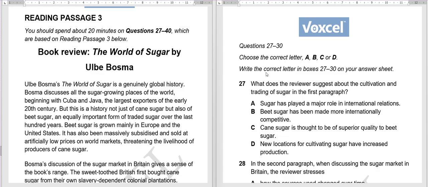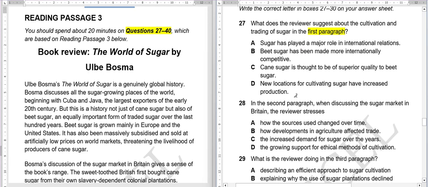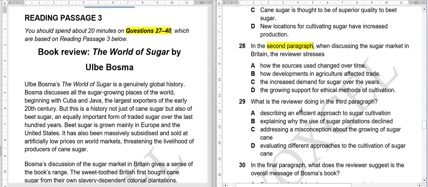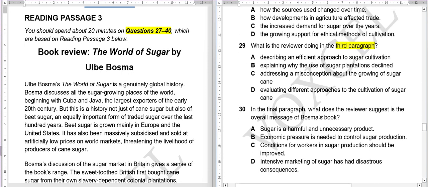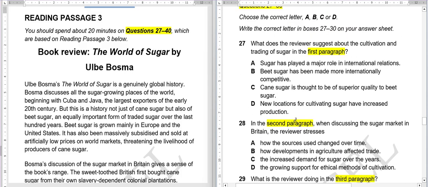Now what we're going to do is go to the questions, see what kind of questions we are dealing with, make some strategy, and then start reading the paragraph. So let's see, the total number of questions are from question 27 to 40. So these are questions 27 to 30. The questions are on the right hand side. Choose the correct letter. So we have MCQs. What does the reviewer suggest? Cultivation. So it's in the first paragraph. Let's see, in the second paragraph, third paragraph, final paragraph. We are lucky for this particular passage because they have given us the location for every question here. Clear?